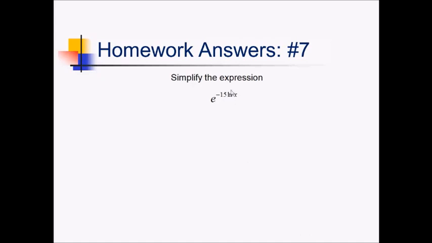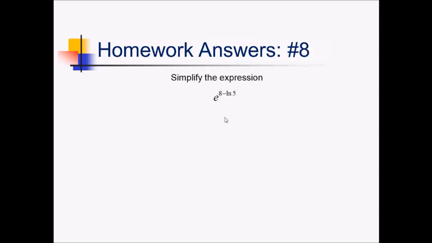For number 11, we need to simplify e to this expression that has an ln in it. Before we can cancel the e and the ln, we have to pop in that negative 15 as an exponent. So this will be e to the ln of x to the negative 15. Now the e and the ln can cancel. And instead of writing x to the negative 15, I'm going to write 1 over x to the 15th, just to get rid of that negative exponent.